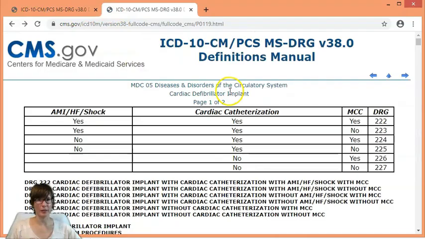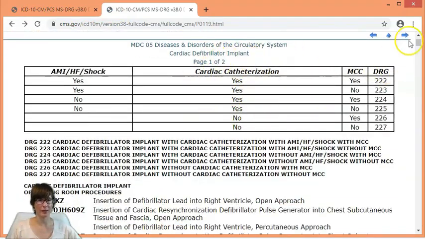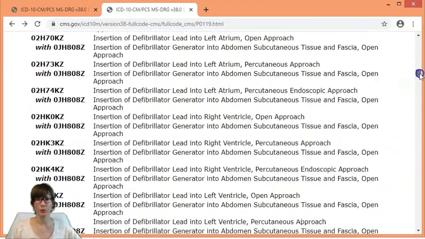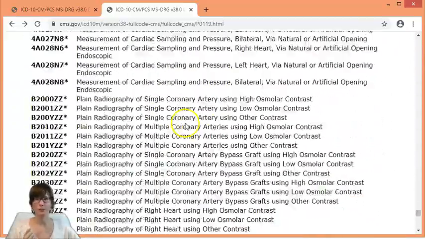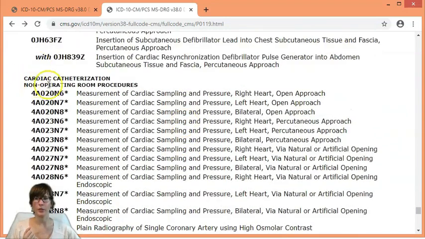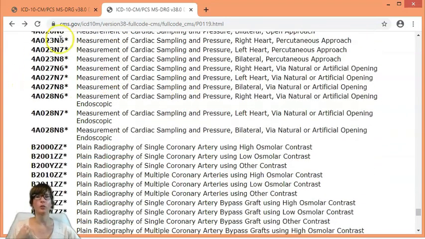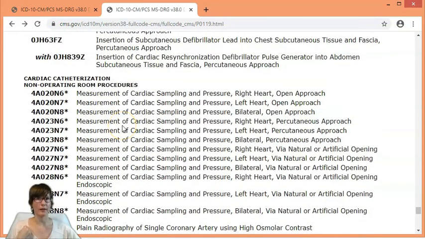As for the other question about cardiac cath, these procedure codes are also here for you. To reach the cardiac cath codes, if any of these was performed for your patient, then you can answer yes to that question in the table above. Notice how it says non-operating room procedures. This is a good reminder for us that not every procedure will have to take place in the operating room in order to factor into the DRG.